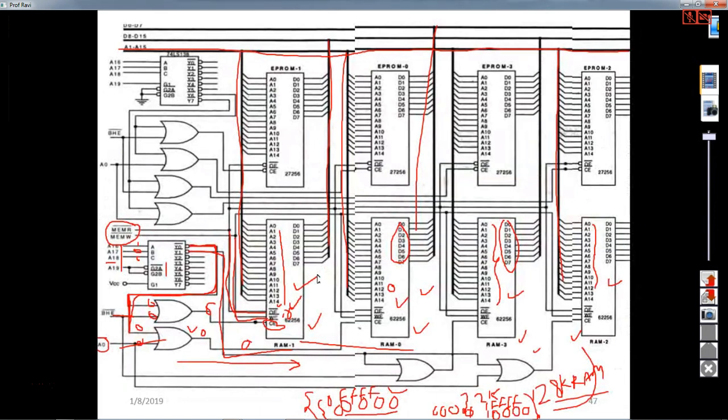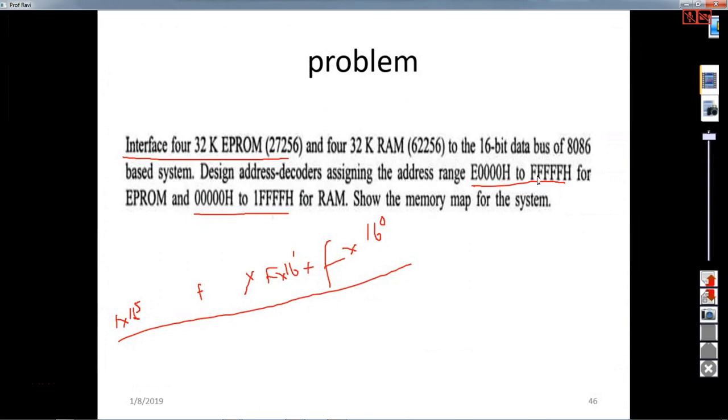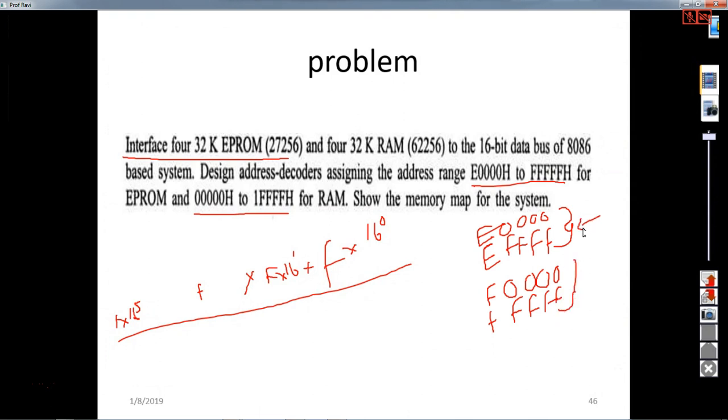How many EEPROMs are there? 4 EEPROMs of 32K each. But what address has to be given to these? E0000 to EFFFF. So this is the address for the lower two EEPROMs. The next address is F0000 to FFFFF. So this is 64K and this is 64K.